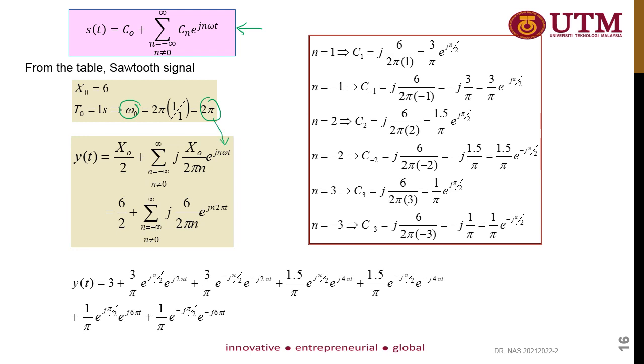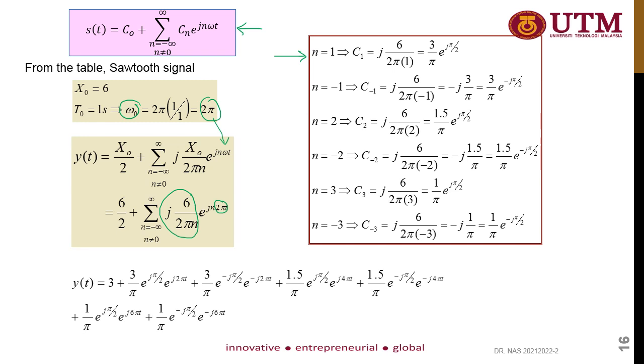Okay, in this case, your x naught is 6 divided by 2. This is your Cn equation. So x naught is equal to 6 divided by 2 e^j, and replace omega with 2 pi. Next is to identify the Cn values up to third harmonics. So up to third harmonics, you need to consider all n negative and positive 1 up to 3.